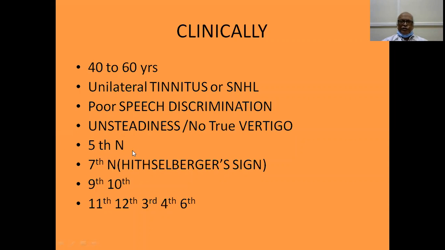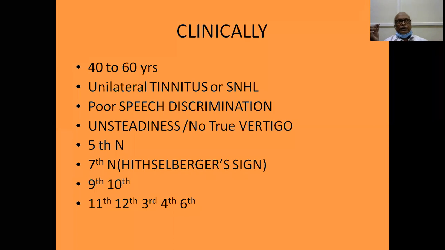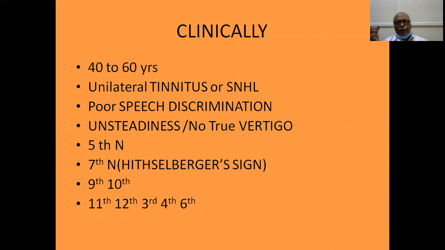And if the fifth nerve is involved, then there will be what is known as corneal anesthesia. If you touch the cornea by means of a sterile cotton wick, generally we blink. But if there is corneal anesthesia, the patient will not be blinking. He will be tolerating the touch on the cornea by the cotton wick.